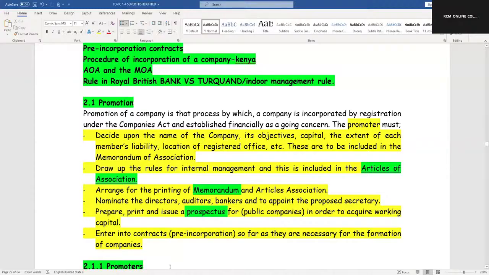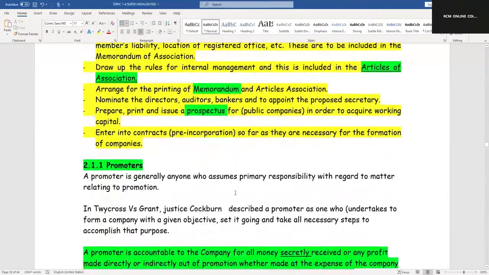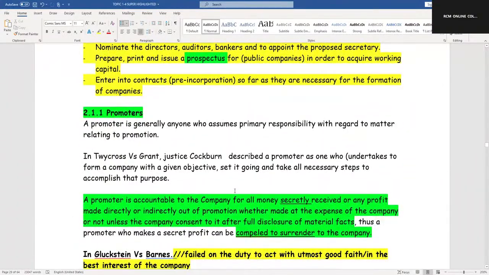So this promoter, when he's having to undertake all these procedures, he has to, in this case, act with what we call utmost good faith. What do you mean by utmost good faith? He has to act at all times in the best interests of the company. For example, when you talk about contracts having to be entered into, there shouldn't be dubious contracts that, in this case, will end up having to make the company later on to be liable after formation. So he has to conduct himself or carry himself with what we call utmost good faith in any contracts he enters into before the company is formed.